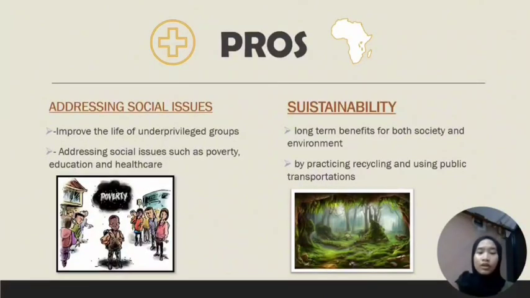Secondly, a pro of digital social innovation is that it can help in sustainability. Many social innovations prioritize sustainable practices, aiming to create long-term benefits for both society and the environment. For example, a mobile app that rewards users with points for taking a sustainable action such as recycling and using public transportation. This can help the sustainability of abiotic components so that they can be maintained for the future.